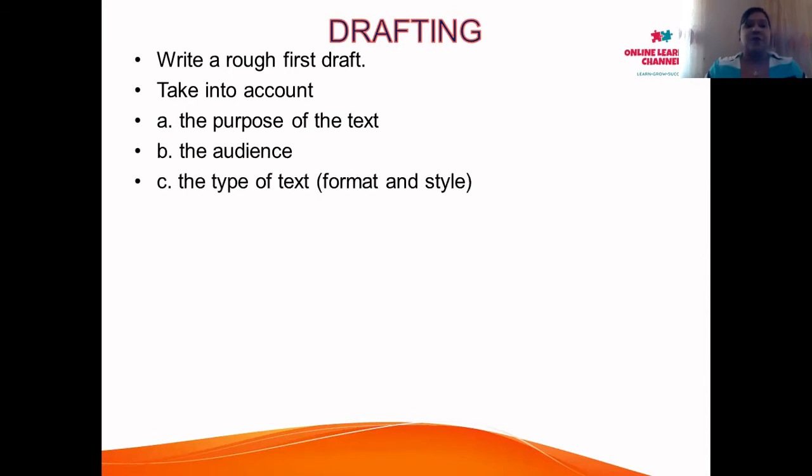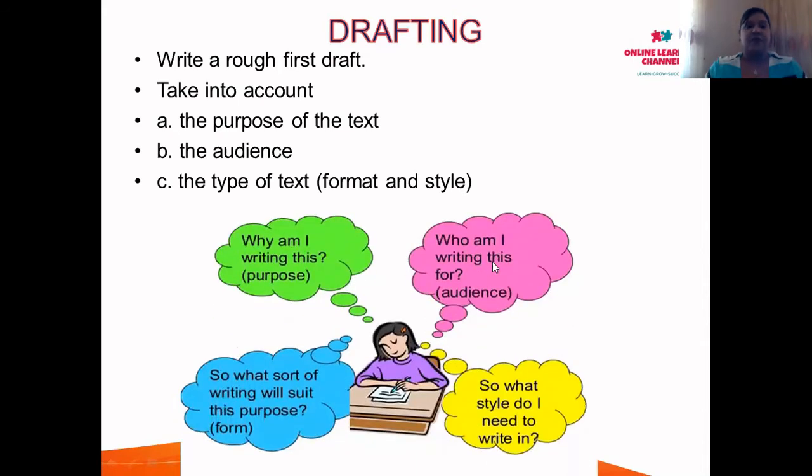We've spoken about purpose and audience before, and the type and format of text, or format and style, is dependent on the purpose and the audience of your text. For example, again, why am I writing this? Who is my audience for this? So depending on my audience and my purpose, what sort of writing will suit this purpose and form, and what sort of style do I need to write in?